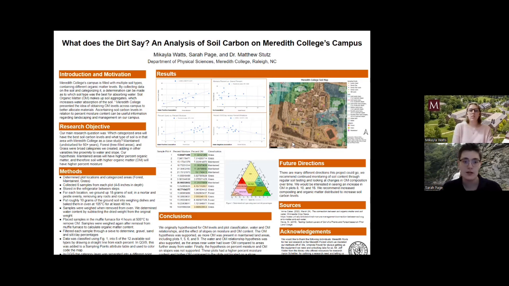We then classified our results on the soil using figure 1 from the results section into 5 of 12 available soil types by drawing a straight line from each percent. We did this next part in QGIS. We created an attribute table that we called sampling points, and we color coded a little map. On the map, you can see the different types of soil and the various locations that they're from.